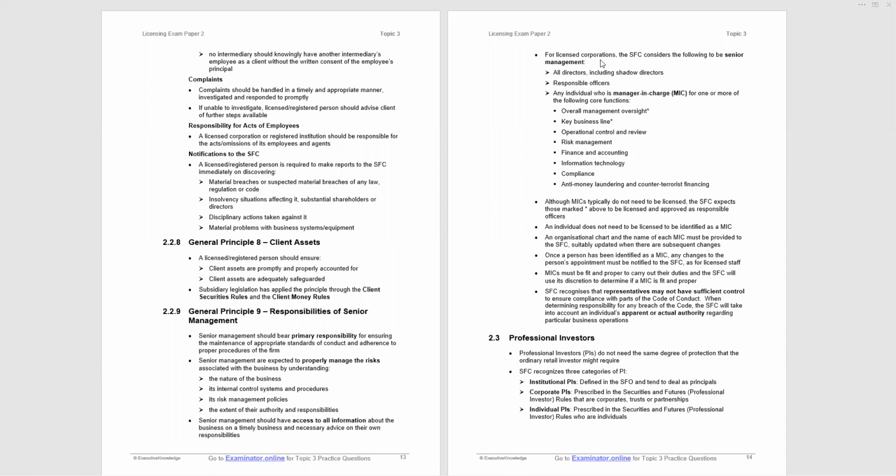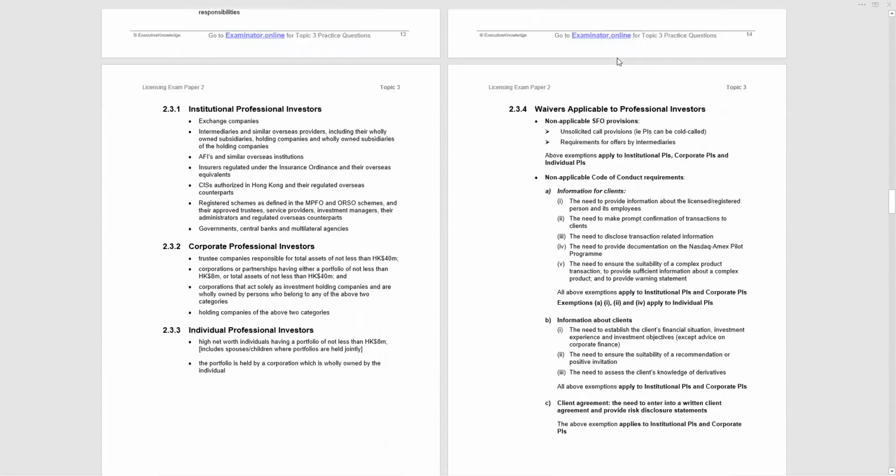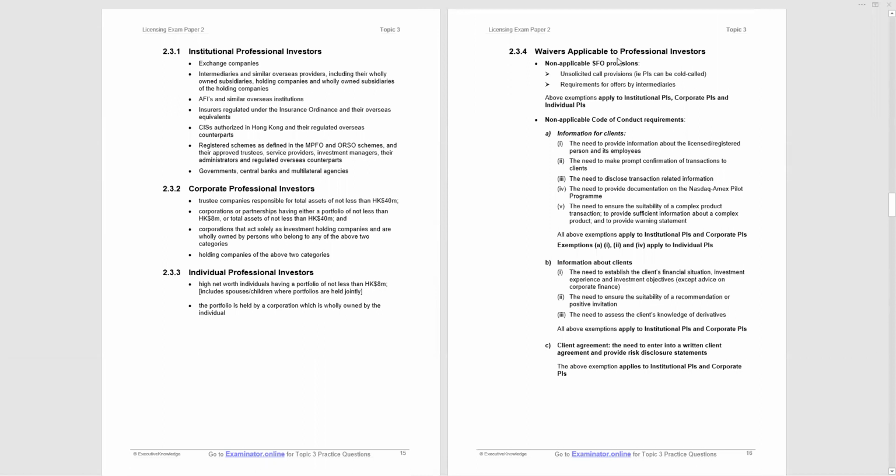The three categories: institutional, corporate professional investors, and individual. And we're going to look at the definitions of these now. Institutional professional investors, defined in the Securities and Futures Ordinance, and there they are. It's the big institutions worldwide, from exchange companies at the top to AFIs, similar overseas institutions. That's all the banks, insurance companies, etc.